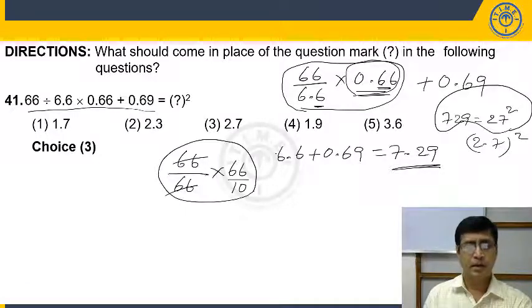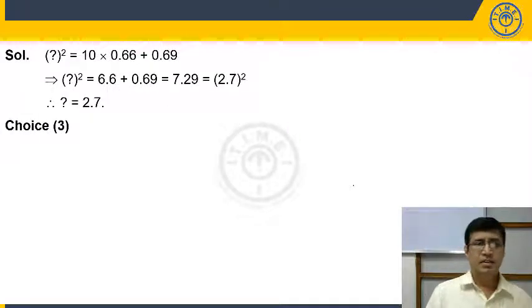Okay. Am I clear? More decimals on the numerator side, so I am adding a 0 on the other end, that is 66 by 10, just to cancel the decimals on either side. Now simplifying this, you will get 6.6 and 0.69. This is the type of solution.